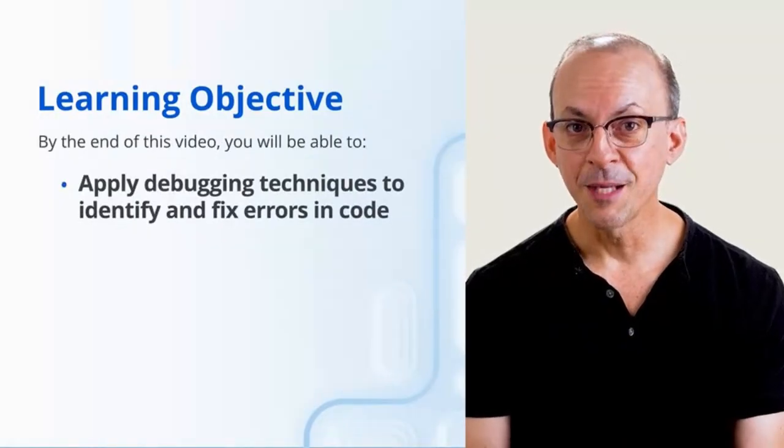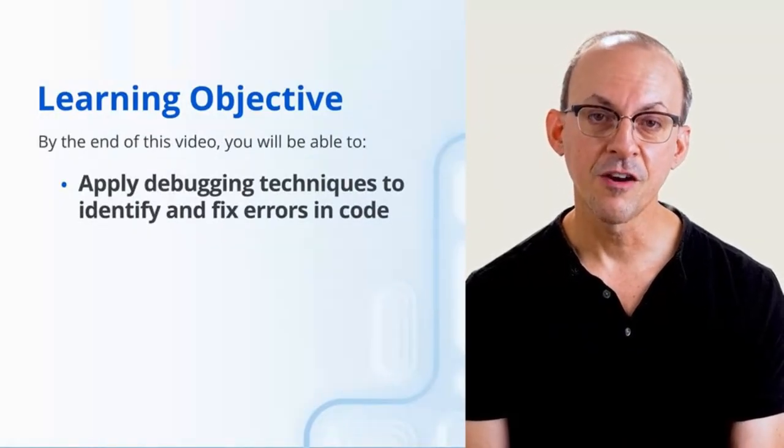Debugging is a valuable skill for every developer, ensuring that your code runs smoothly and efficiently. Mistakes in code are inevitable, but knowing how to identify and fix them can save time and prevent potential issues. In this video, we will learn to apply debugging techniques to identify and fix errors in code. Let's explore some tools that can aid your debugging efforts. One of the go-to tools for many developers is Visual Studio Code.